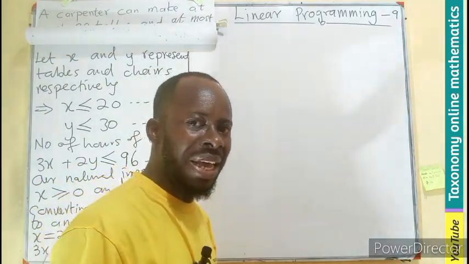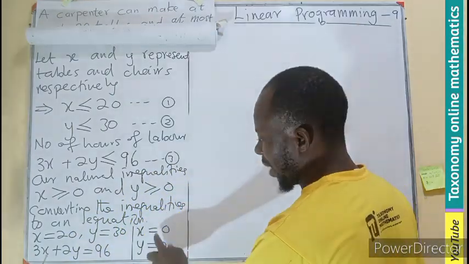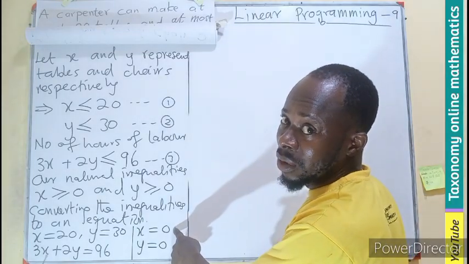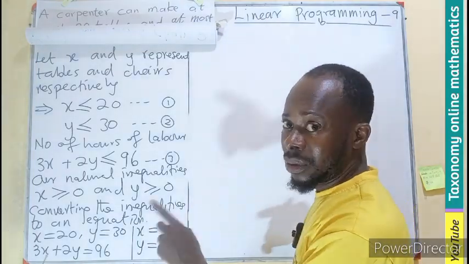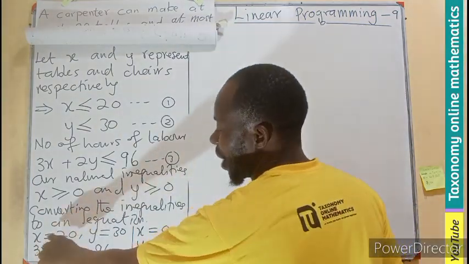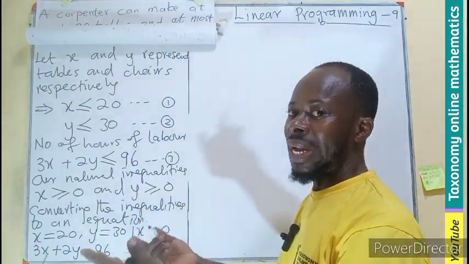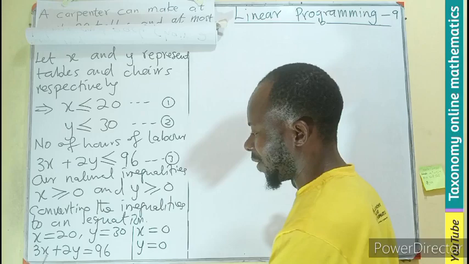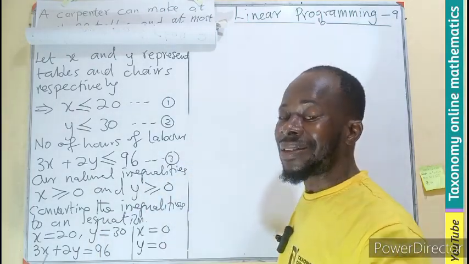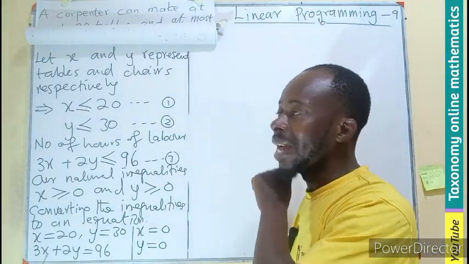Then now we can find the intercepts on both the x and the y axis. In the case of this, it's going to be the origin: 0 on the x-axis, 0 on the y-axis. If we take this one, we just locate 20 and draw a line through it: 20 on the x-axis, 0 on the y-axis. Similarly here, 30 on the y-axis, 0 on the x. So a line through 30 parallel to the x-axis.